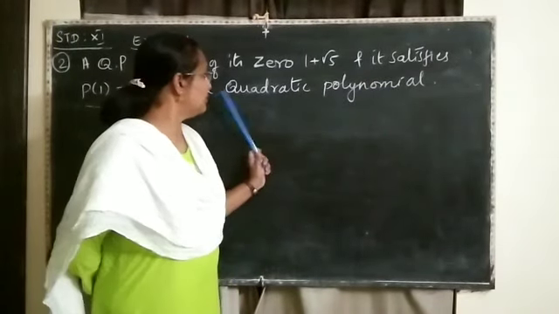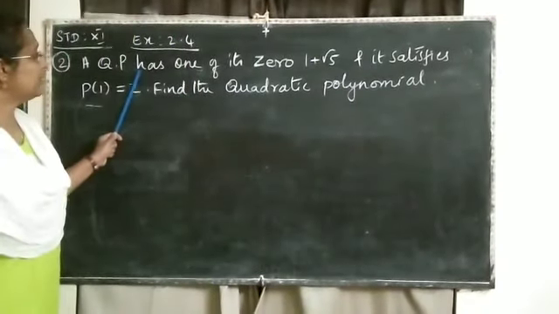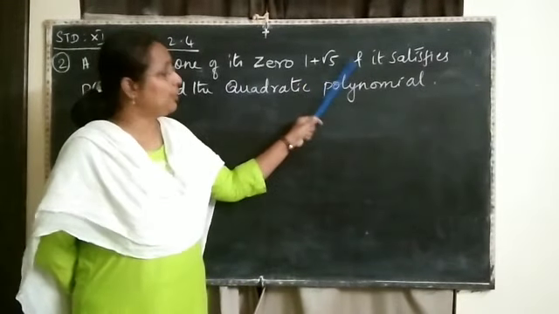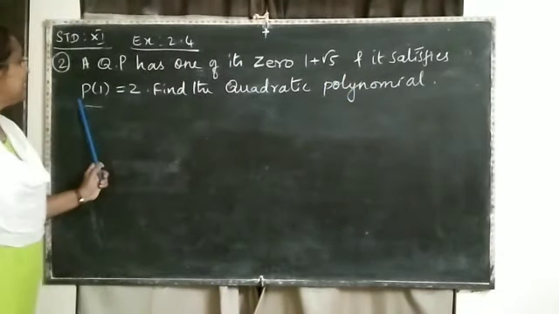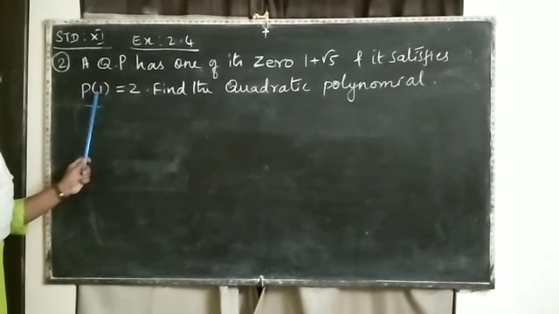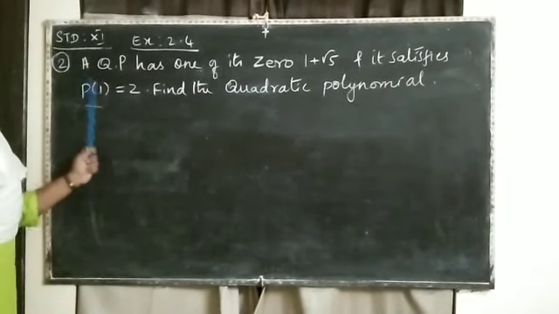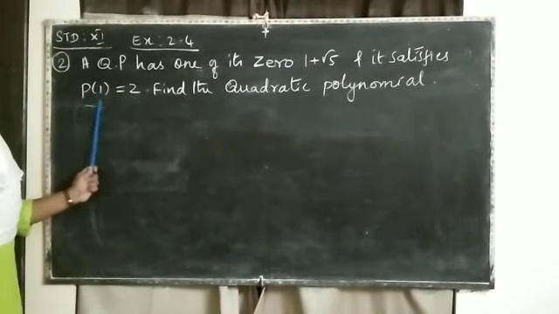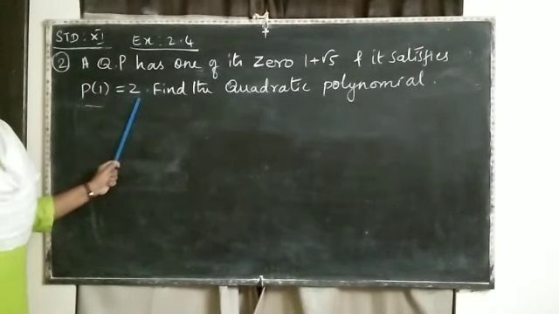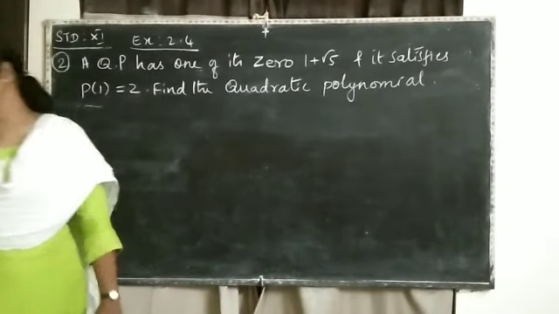Okay. Now in order to find the quadratic polynomial, two clues are given. The first one is that one of its zeros is given to be 1 plus root 5, and also it satisfies p of 1 is equal to 2. What does this p of 1 mean? This value 1 will be assigned to x in the polynomial expression. You know this, isn't it? Yes. So p of 1 will give the remainder after substituting, and it is equal to 2. Okay. Let's see how we are going to proceed with this problem.